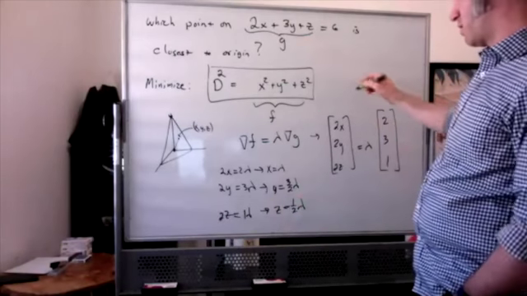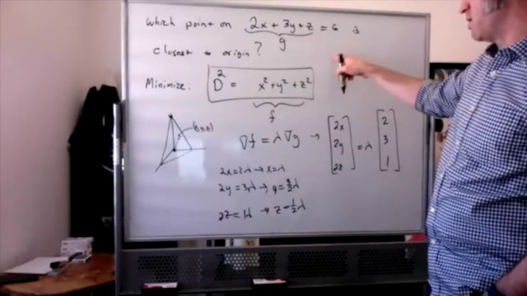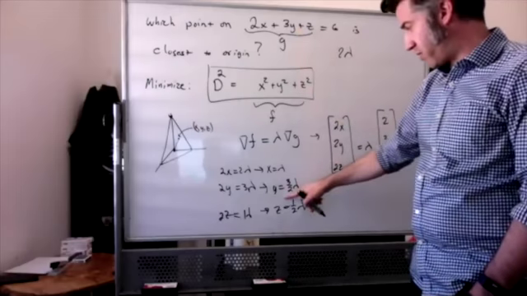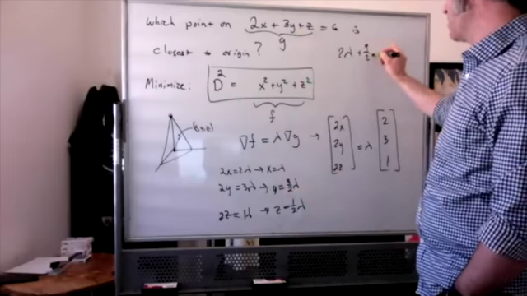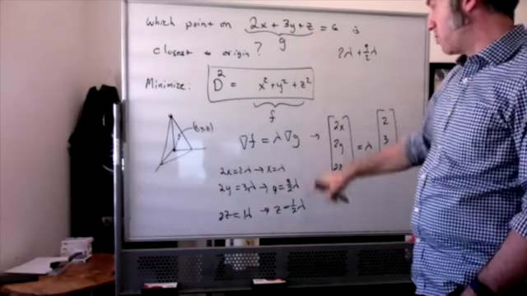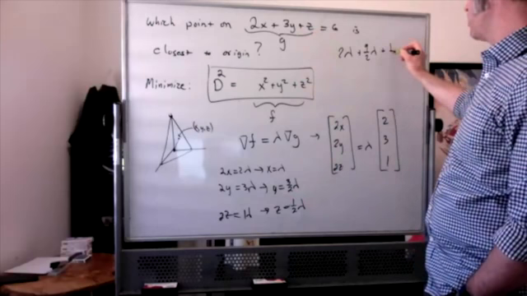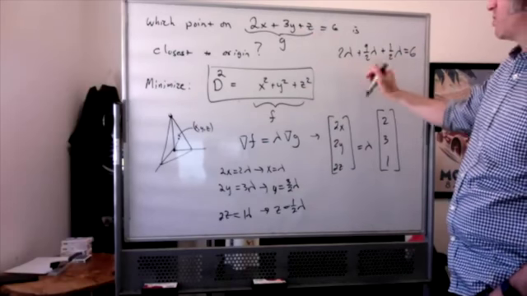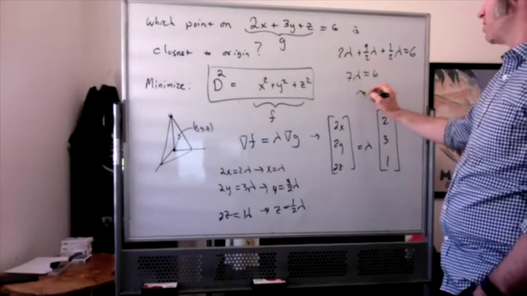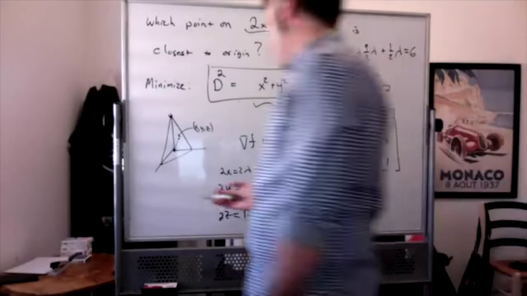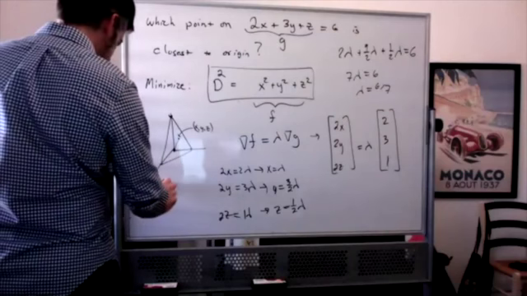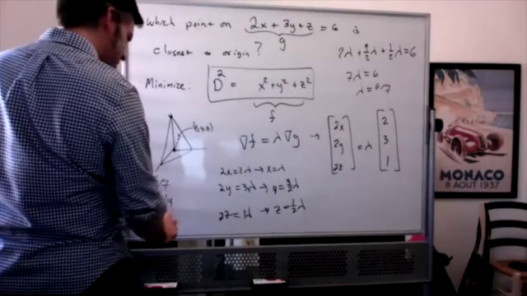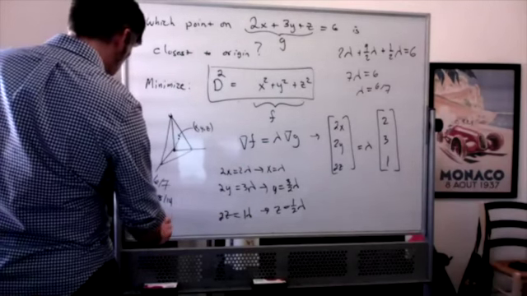So if I plug those into my constraint, what do I get? 2x is going to be 2 lambda. 3y is going to be 3 times 3/2 lambda, so 9/2 lambda. And z is equal to 1/2 lambda, so we get 2 plus 9/2 plus 1/2 lambda equal to 6. That's 10 halves, that's 5 plus 2 is 7, so 7 lambda equals 6. So lambda equals 6/7. That means x is going to be 6/7, y is going to be 3/2 times 6/7, which is 18/14, and z is going to be 1/2 of 6/7, which is 3/7.